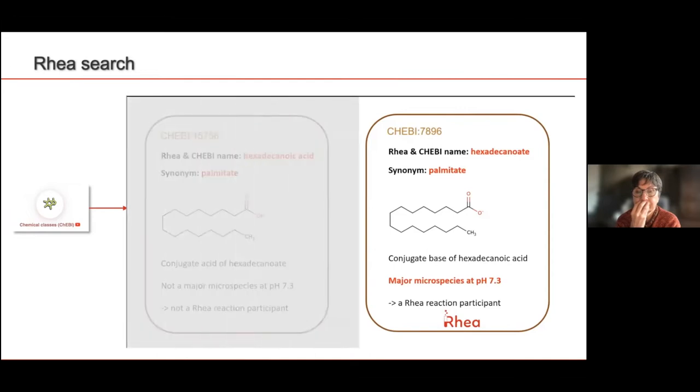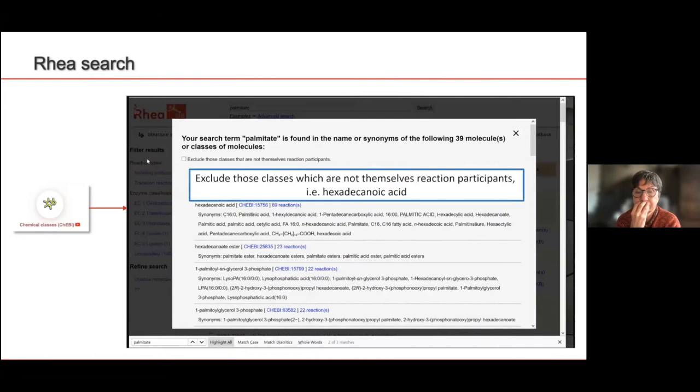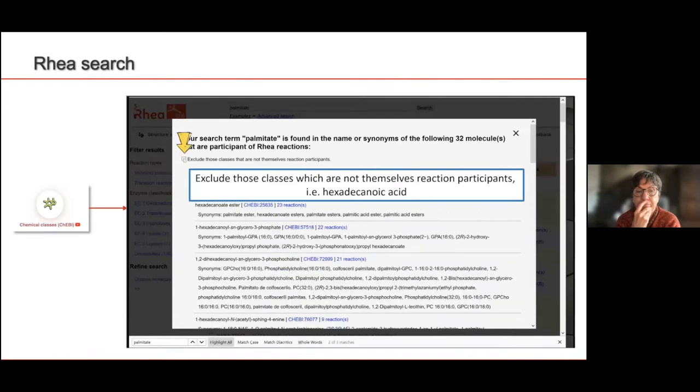Hexadecanoate, but not hexadecanoic acid, is used as a reaction participant at pH 7.3. You can find out more about these concepts in our help pages. If we want to exclude cases like the one just explained, we can click this checkbox.